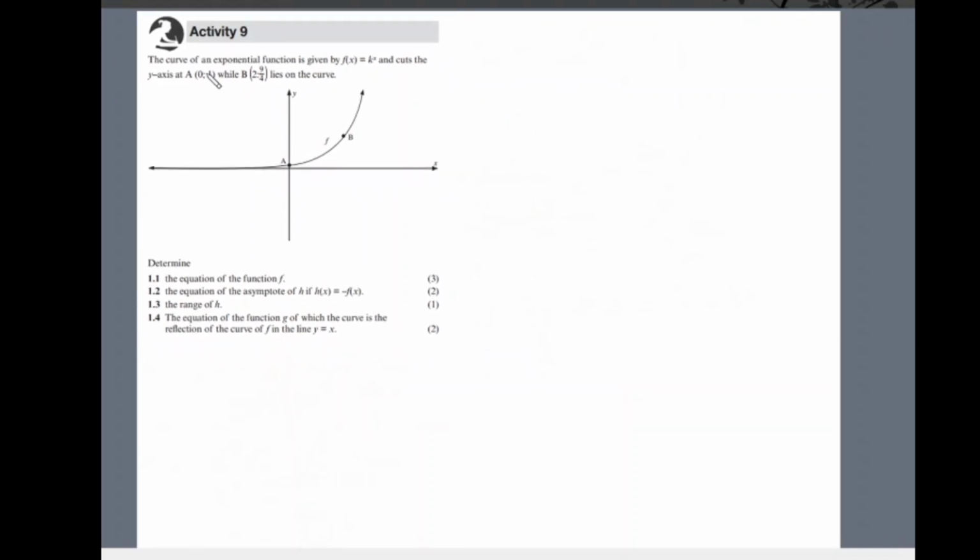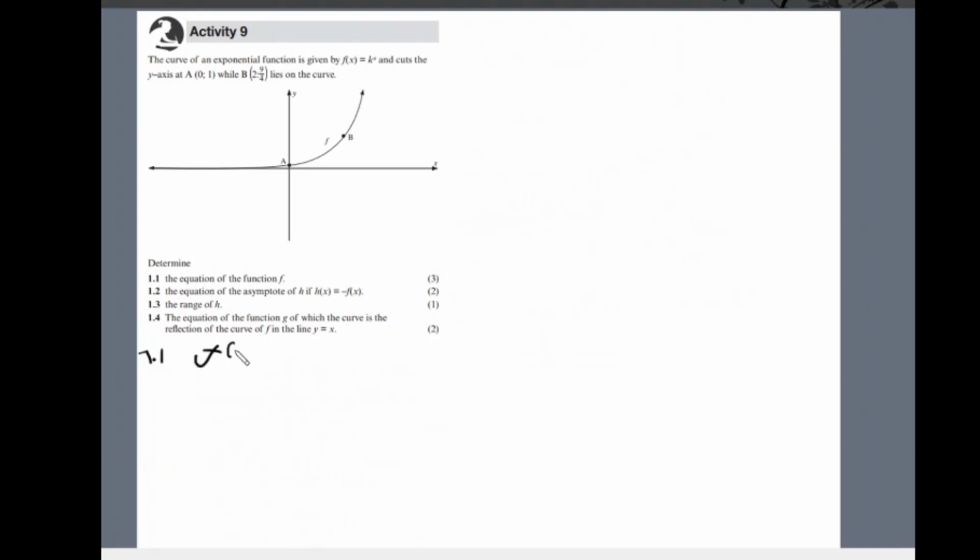Right, the curve of an exponential function is given by f of x equals k to the power x, and it cuts the y-axis at A, the point (0, 1), and B is a point that lies on the curve. Question 1.1: determine the equation of the function f.